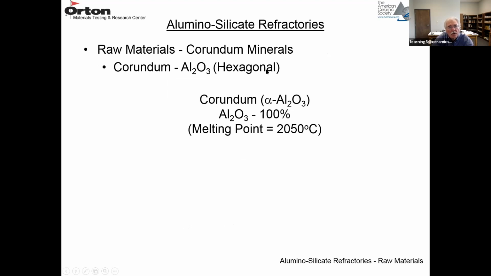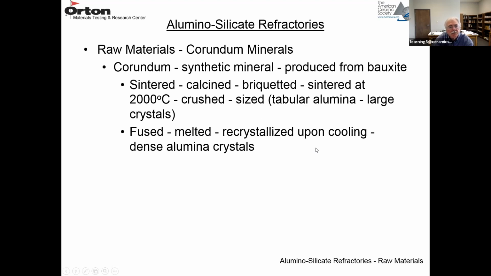The corundum mineral is Al2O3. Its crystal structure is hexagonal. Alpha alumina is a high temperature form. Again, it will be 100% alumina, assuming no impurities, and the melting point is 2050 degrees C. Corundum is a synthetic mineral. It's produced from bauxite.